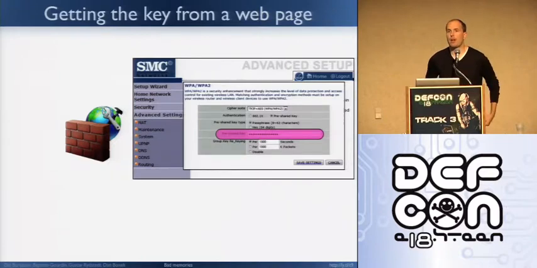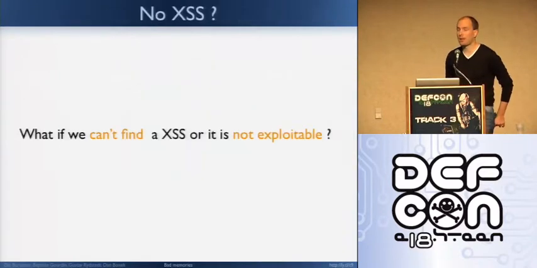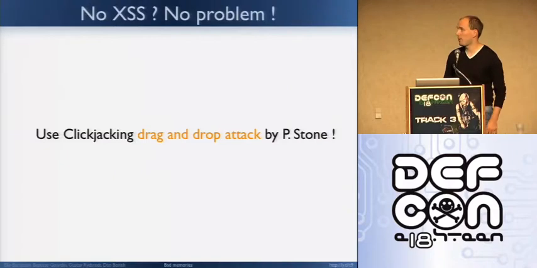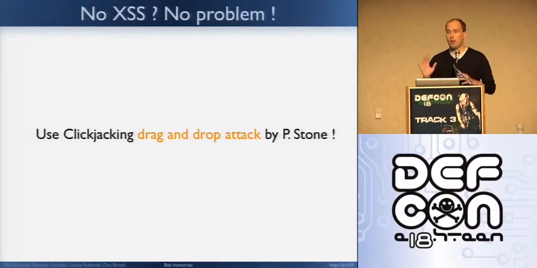So you might wonder, well, what happens if you can't find an XSS vulnerability? Well, there are two things for you here. The first is you can use clickjacking, and we found that almost every router does not have any clickjacking defense, so you can use a trick found by Paul Stone, shown at Black Hat Europe 2010, which is drag and drop clickjacking.